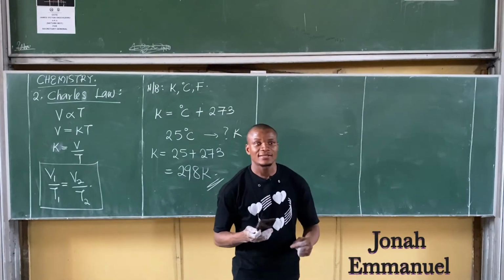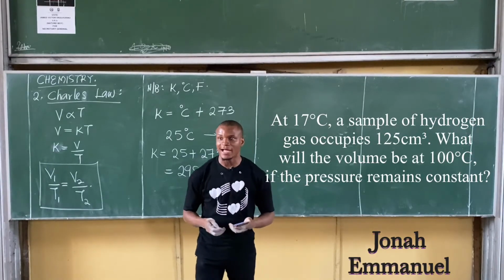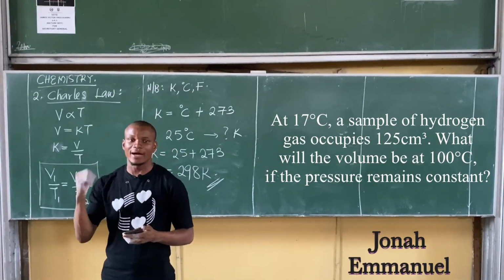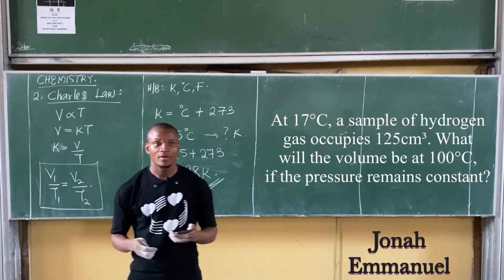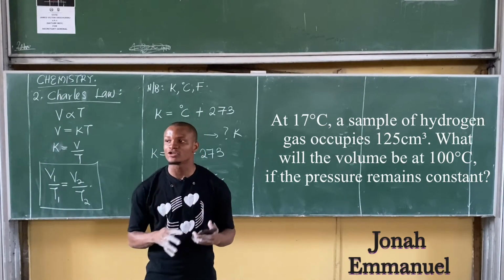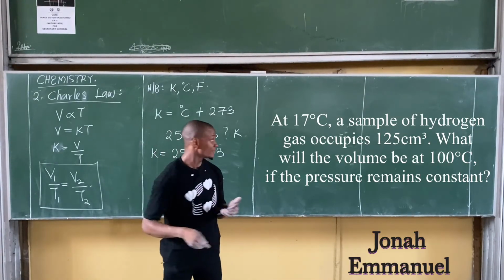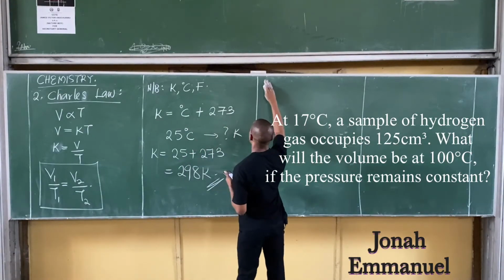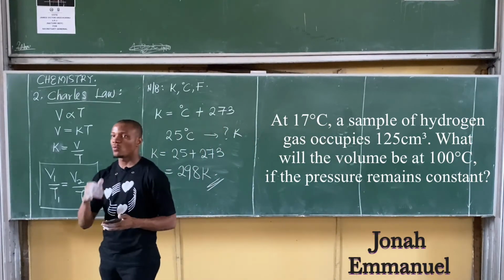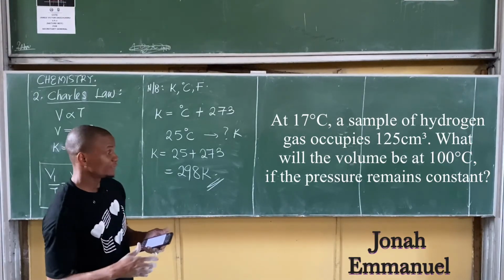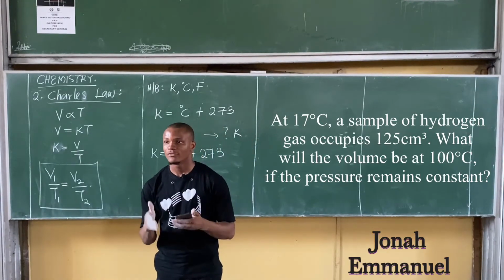Example. At 17 degrees Celsius, a sample of hydrogen gas occupies 125 cm3.